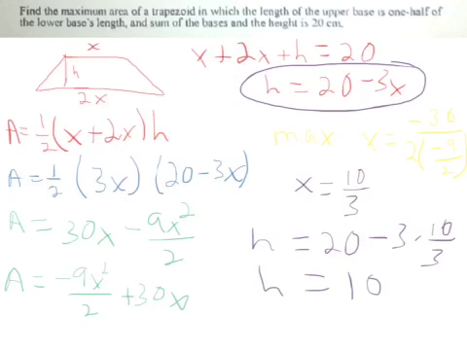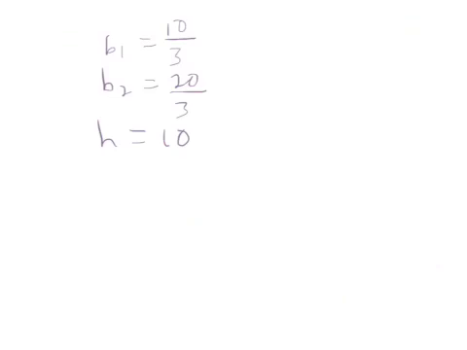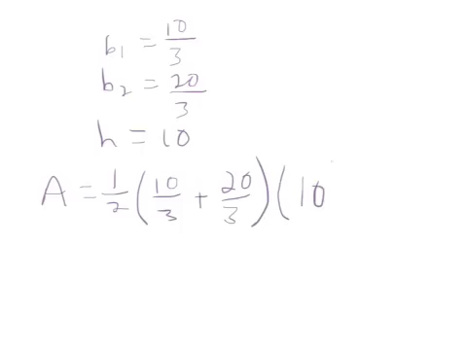Now I look back at the original picture that I have drawn, and so my top base will be 10 over 3, my bottom base will be 20 over 3, and my height is going to equal 10. So I plug everything into my formula. A equals 1/2 times the sum of the bases, 10 over 3 plus 20 over 3, times the height of 10. When I multiply and add together, I will get 50 as my final answer.